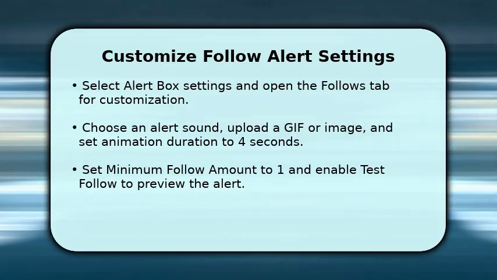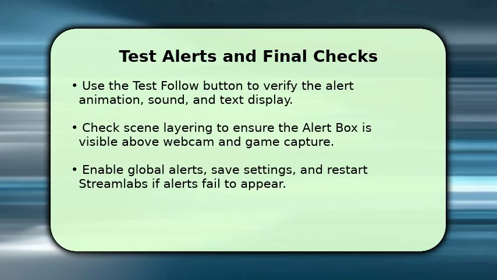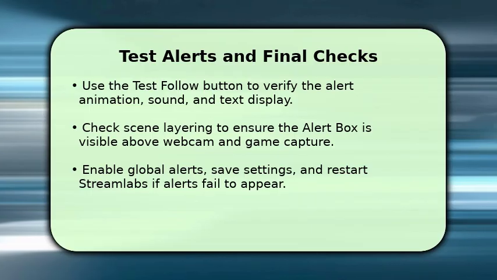Use the test follow button in the alert box settings to verify animation, sound, and text display. Watch the test on your scene canvas and confirm the alert sits above webcam and game capture layers. Adjust opacity, scale, and position if the alert overlaps important on-screen elements during gameplay.